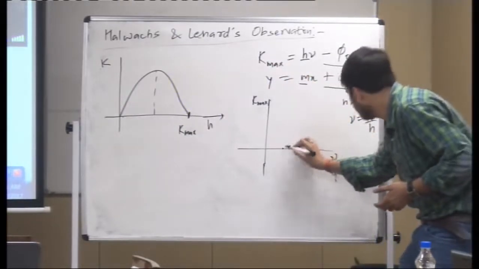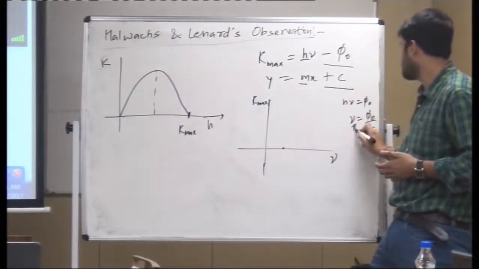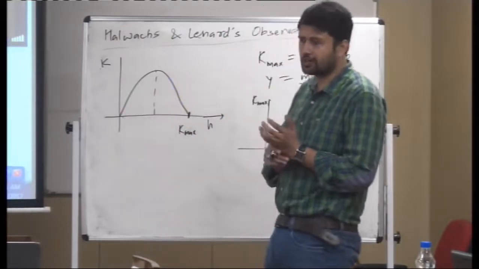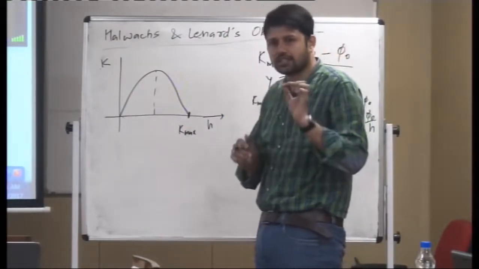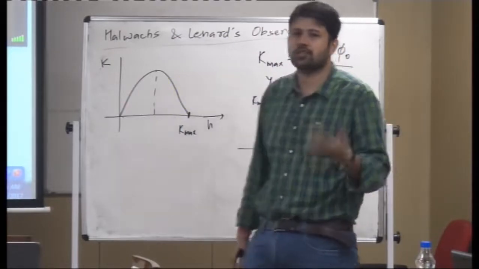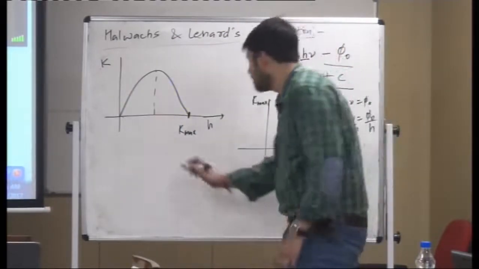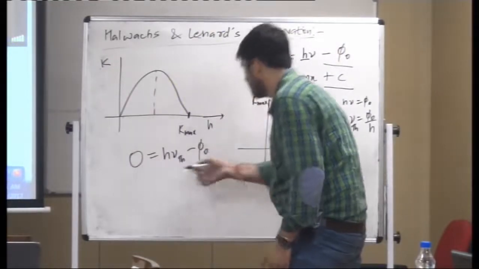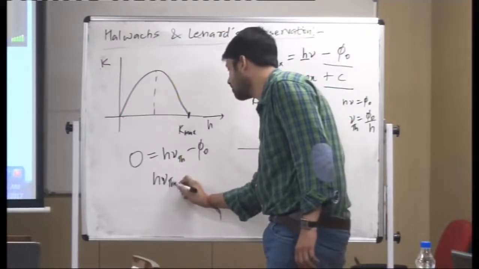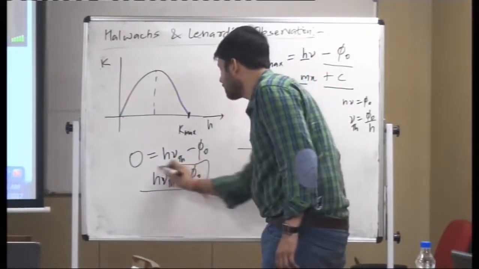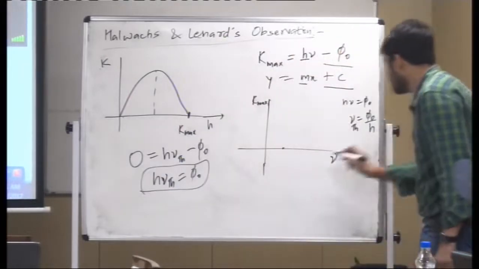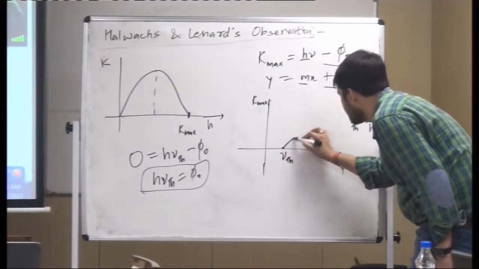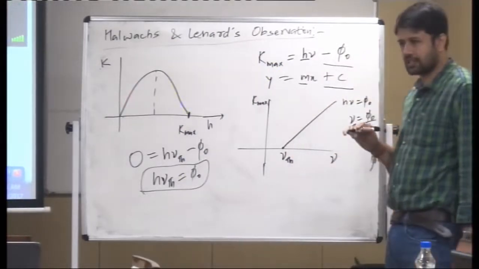So the graph starts from this value. This frequency is called threshold frequency. Remember what threshold frequency is? It is the frequency at which the photoelectric effect just happens. Just happens means the electrons would come out with zero energy. So zero energy is h nu threshold minus phi naught. You can check that h nu threshold is equal to phi naught. From this point the graph starts and it's a positive slope line.